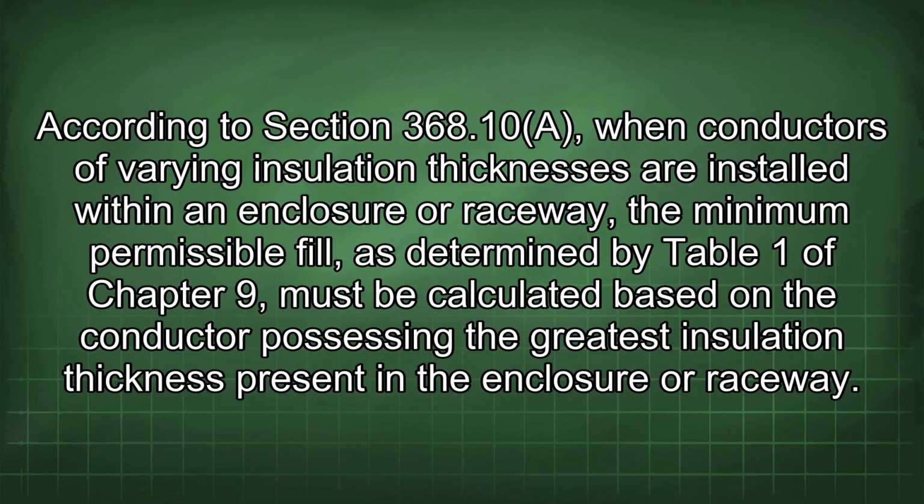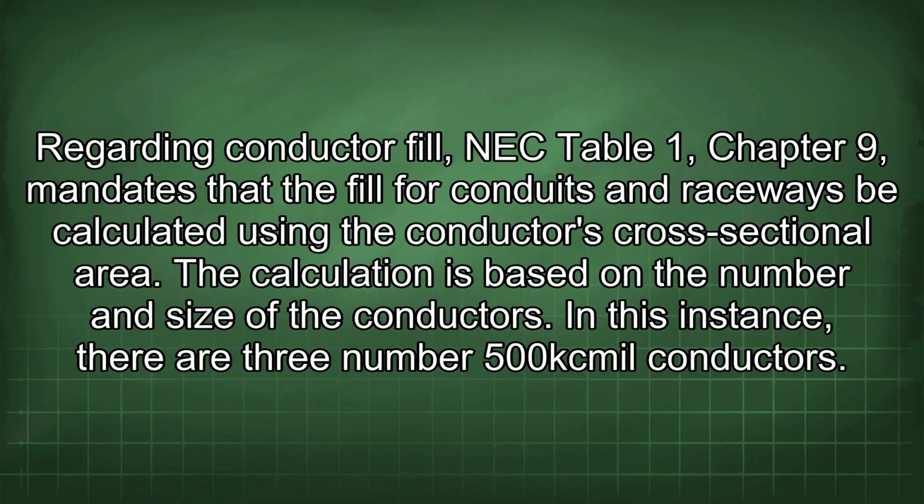the enclosure or raceway. Regarding conductor fill, NEC Table 1, Chapter 9, mandates that the fill for conduits and raceways be calculated using the conductor's cross-sectional area. The calculation is based on the number and size of the conductors. In this instance, there are three number 500 mil conductors.